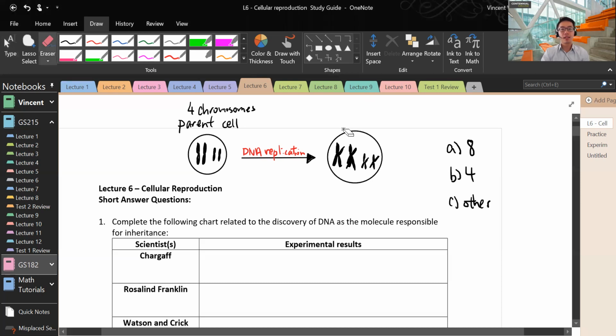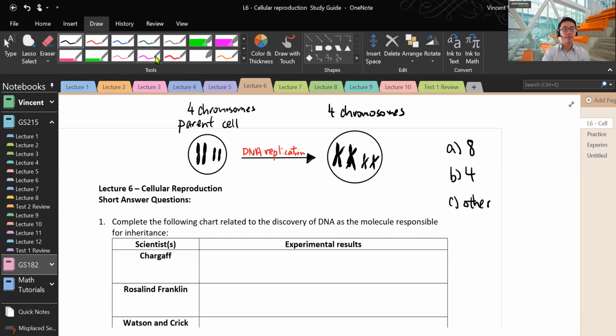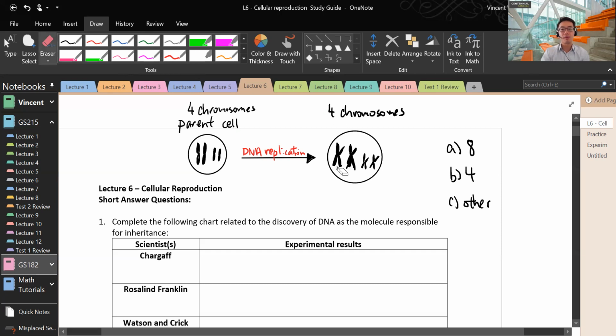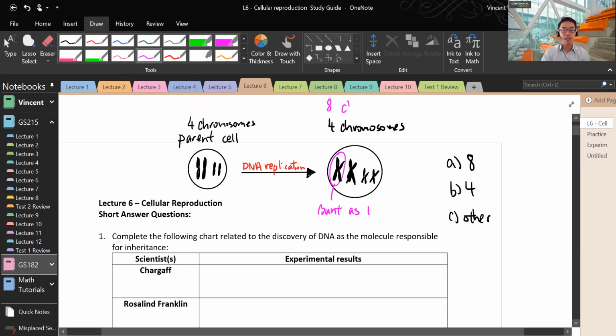Well, the correct answer is 4. Okay, 4 chromosomes. And this might sound strange, but the people who came up with this concept say, as long as they're stuck together, that counts as 1. Each of these is called a chromatid. And so you would have 8 chromatids. I can write down for you 8 chromatids. But we will have 4 chromosomes still.